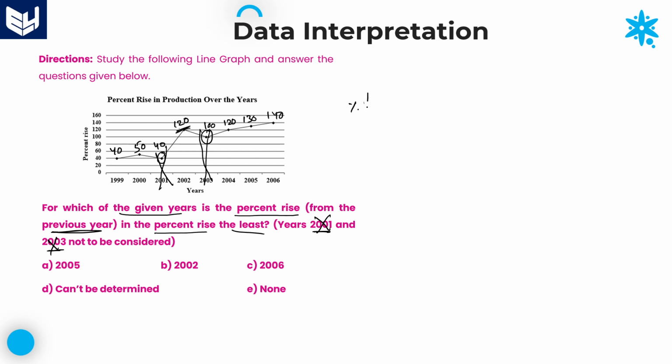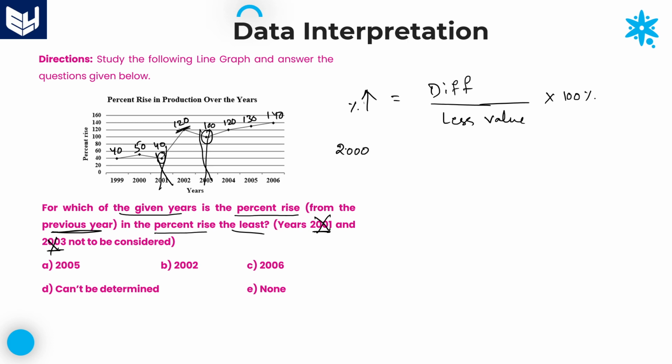Percentage rise is nothing but percentage increment. Percentage increment is nothing but the difference between those two values divided by the lesser value, into 100%. Whenever we are calculating percentage increment or percentage decrement, we always need to compare the value with the previous year. So you need to start with 2000.